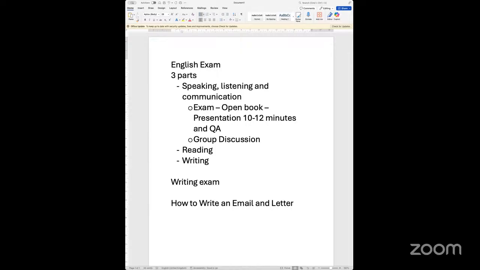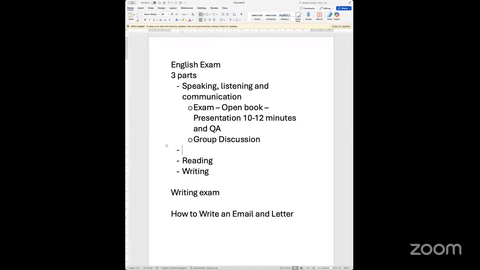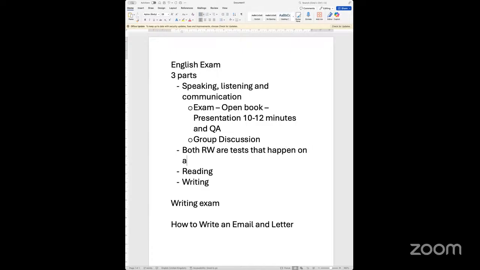Now, the second part of the test is reading. Reading and writing, if I put it this way, both RW, as I call it in short, are tests that happen essentially on a PC. It is not a paper-based exam. So I will show you the system as well. This particular test essentially happens on the NCFE system, which is a computer system, and the test is done electronically from the NCFE servers.